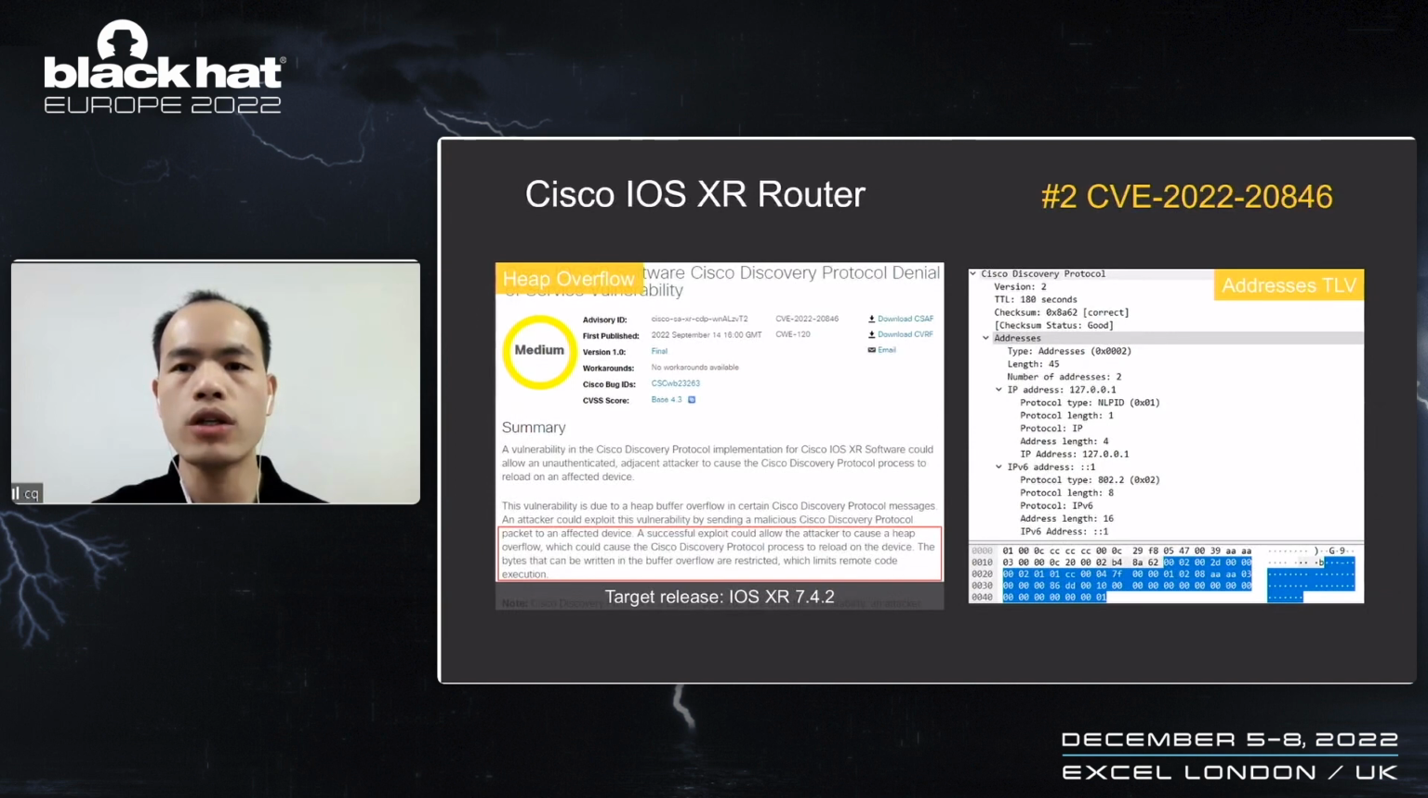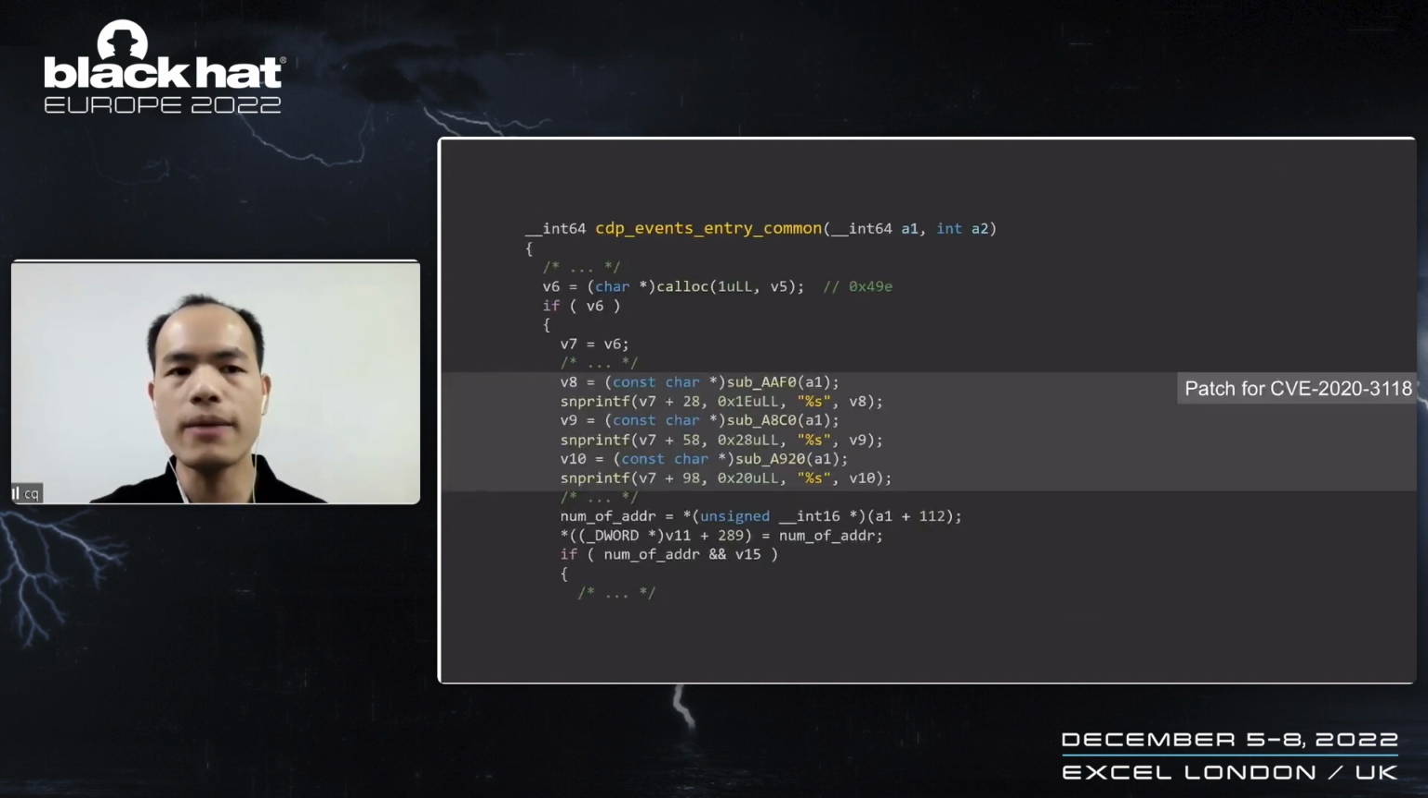IOS XR router with version 7.4.2 is used in this example. On the right is an example of a CDP packet containing addresses TLV. In the CDP binary, the logic to parse the CDP packet is not as explicit as others. In the CDP events entry common function, we can see the patch for the format string vulnerability CVE-2020-3118.